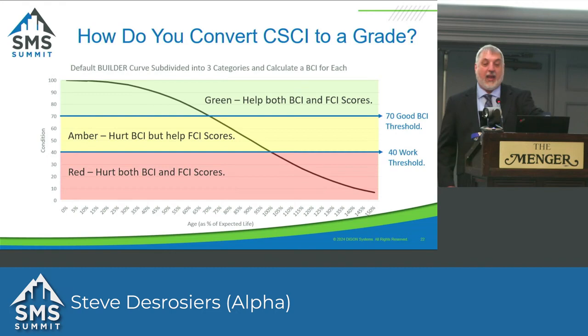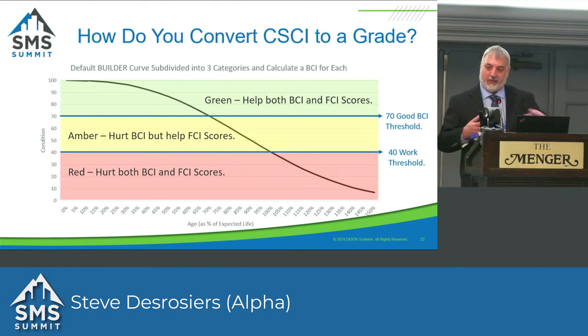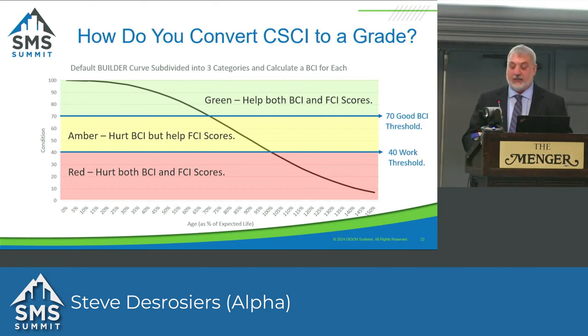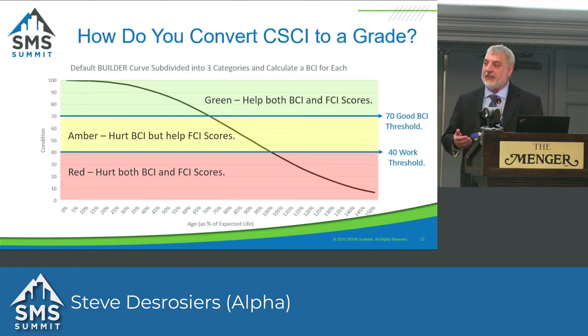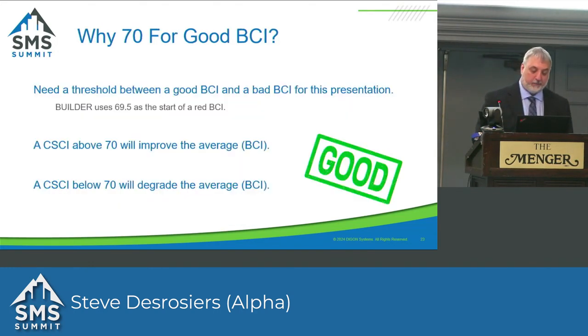So that's where that amber region is. But remember, work doesn't start till a section has aged much greater. So it's got to get down into this red zone. And for today, I used a CSCI of 40, which I will explain in a couple slides. So at that point in time, now that section is expired, and it's below the BCI threshold. So now it's contributing to both a bad BCI and a bad FCI. So we thought that concept could work.